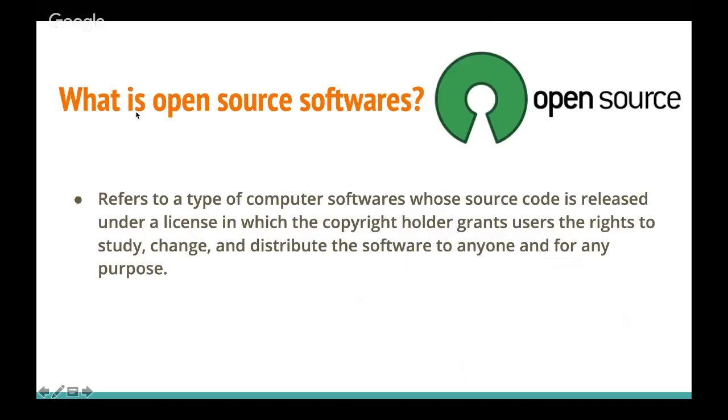What is open source software? Here you can see the definition. The software is one kind where the source code is public and under a license, and the users get the right to study, change, and distribute the software for any purpose. Open source refers to something that can be modified and shared because its design is publicly accessible. That's the definition of open source software.